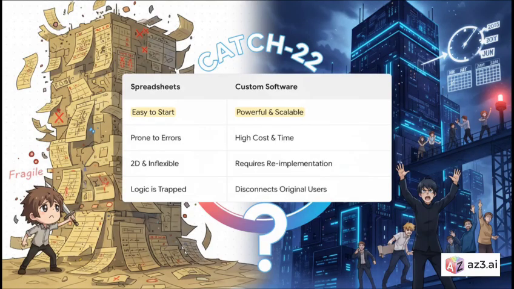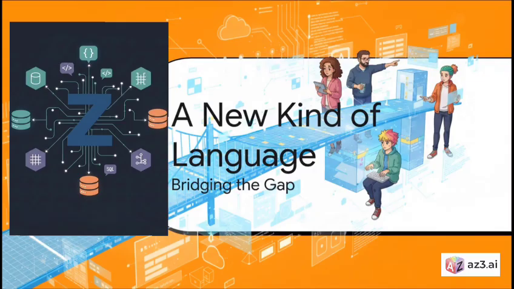So this leaves businesses with this awful choice. Do you stick with the fragile, error-prone spreadsheet, or do you start a huge custom software project that's going to be expensive, take months or even years, and often disconnects the final product from the actual business experts who knew the logic in the first place? It really is a classic catch-22. But what if there was a third option? A completely new approach designed specifically to bridge that gap. And that's exactly what we're going to look at next.